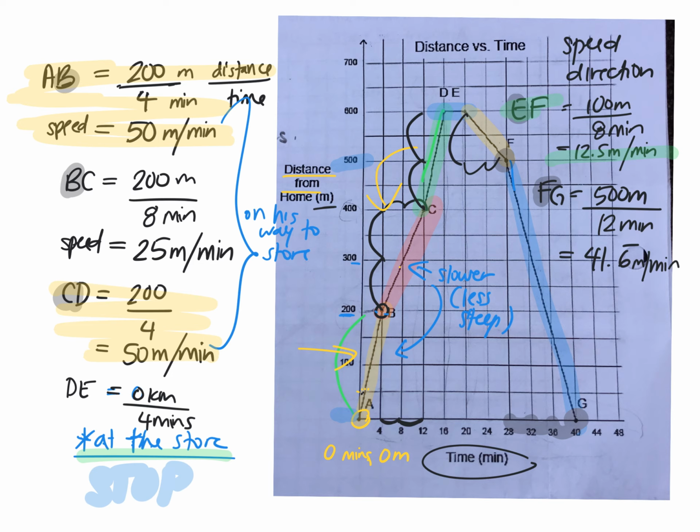Okay, so his total trip took how many minutes to go there, stop, and come back? 40 minutes. Yep, it took 40 minutes. So his mom said, I want you back in half an hour. Did he get back in time? Nope. So to get to the store, it took him 16 minutes because that's the point where he reached the store. Good. How long was he at the store for? We already talked about that. 4 minutes. Yep, he was at the store for 4 minutes.